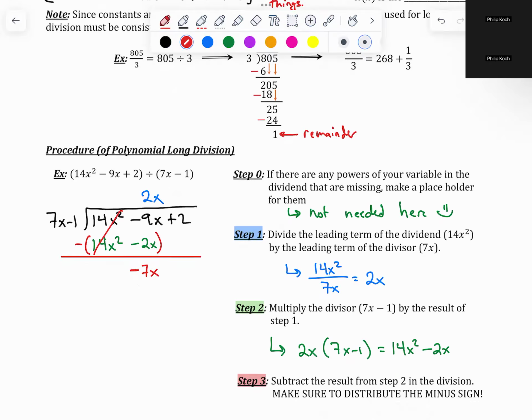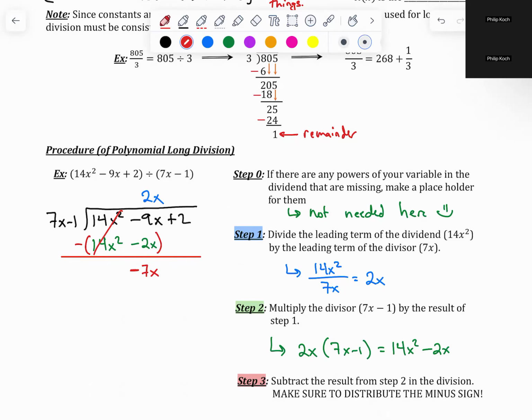Does everyone see that? Does anybody have questions on that so far? Yes. Well, the subtraction sign distributed into the 2. You got it? Yeah. You explained it to yourself? Good. That's step 3.